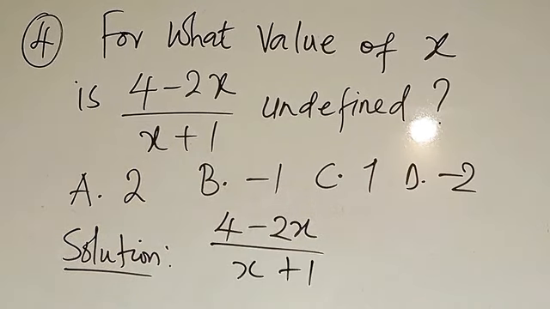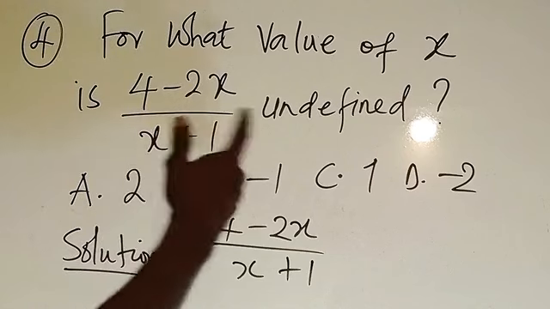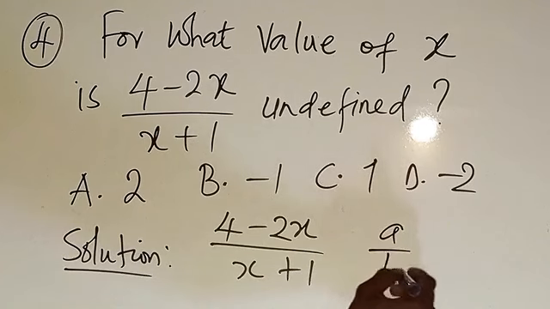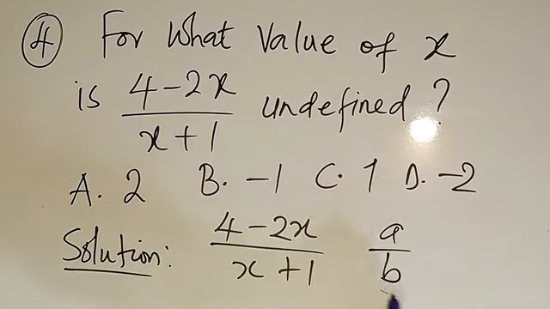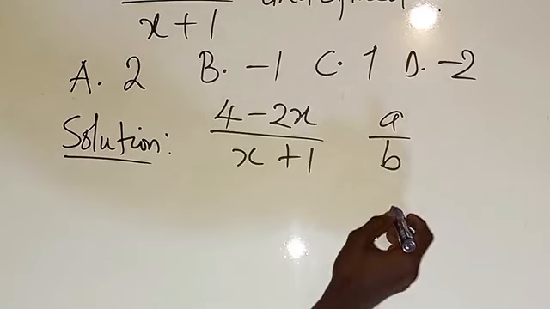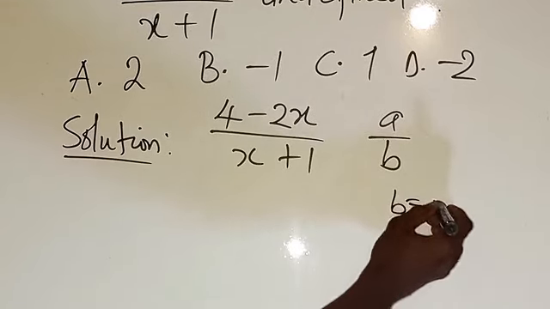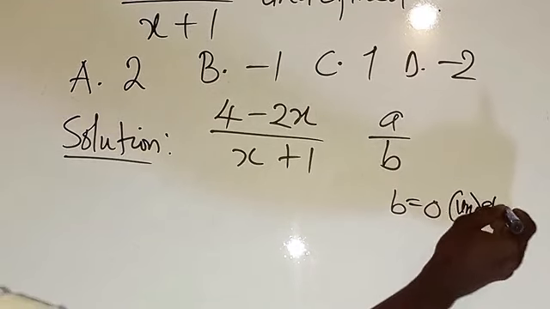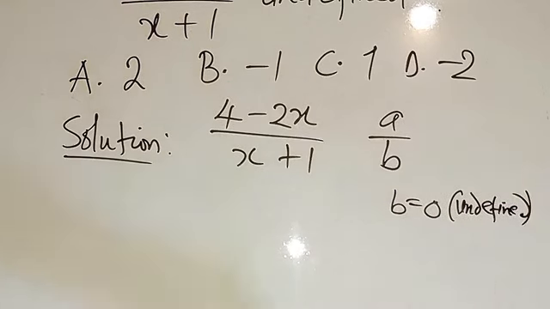First of all, when we say to find the value of x, when do we say a fraction is undefined? For example, we have a fraction a over b. This fraction a over b is said to be undefined immediately this b becomes 0. If b equals 0, this becomes undefined, or we say it does not exist.